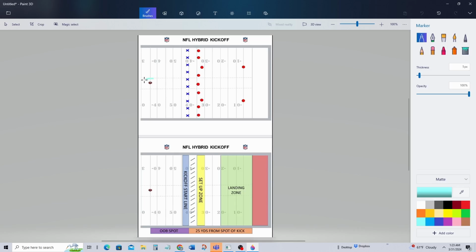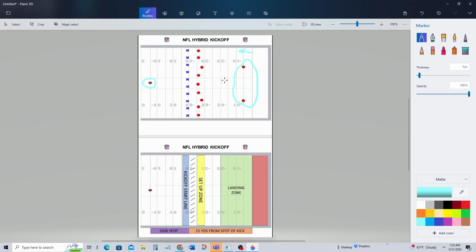The kicker, going with the X's and O's first. The kicker kicks it from the 35. And so the opposing team, these guys, catches it and runs the ball back. Okay? Everything else has changed.